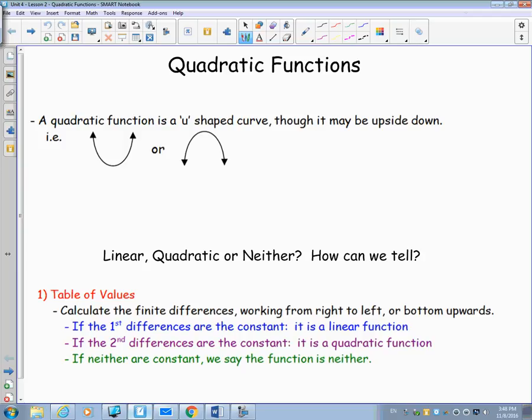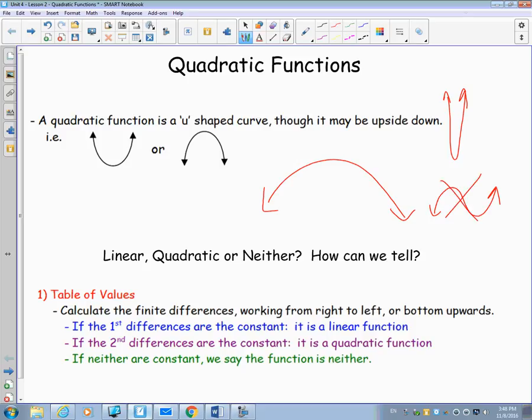In this lesson, we're going to look at some of the basic properties, the basic ideas that are involved with quadratics. A quadratic function is a U-shaped curve, though it can be upside down. It could be stretched out. It could be really narrow, as long as it's a U, okay, not a V, not two U's joined together. It's got to be a single U. This doesn't work.